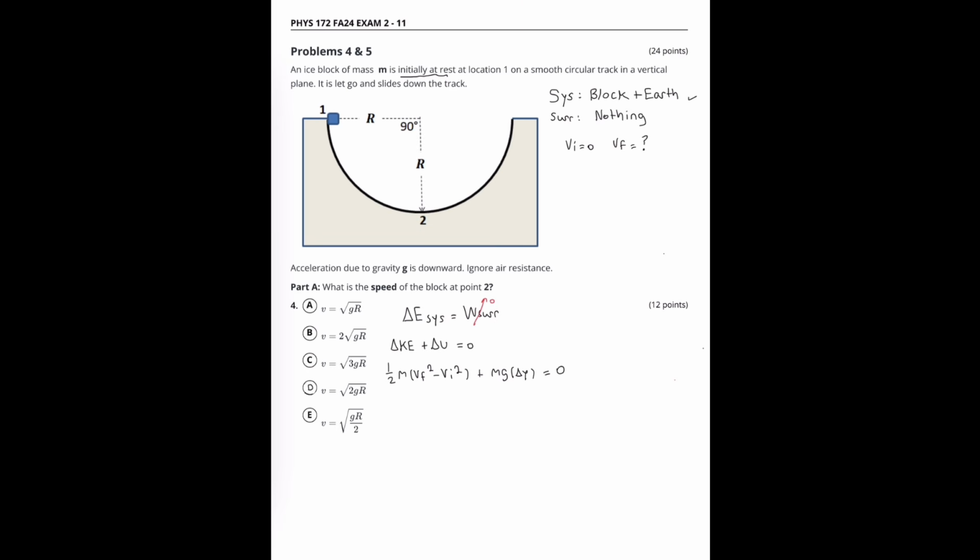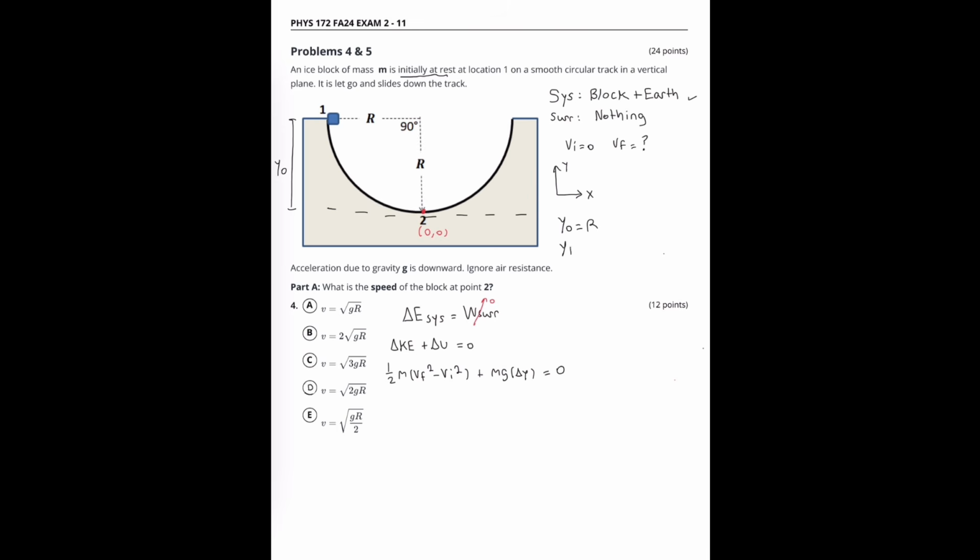And another thing we need to do is identify our coordinate system. So we have positive x and positive y. And so let's suppose I draw a dashed line here. And at this point, at the very bottom, let's call that the origin 0, 0. So from that, we can say that our y initial is equal to the radius of our circle. Y initial is equal to r.